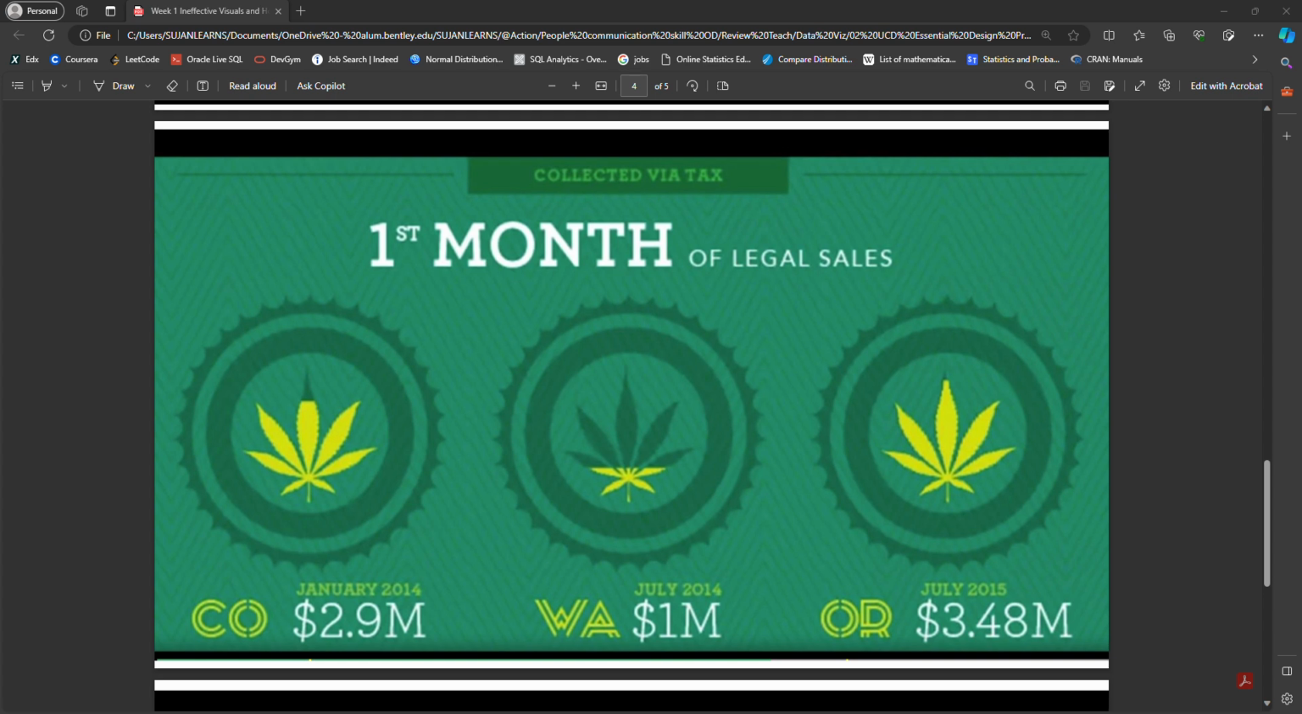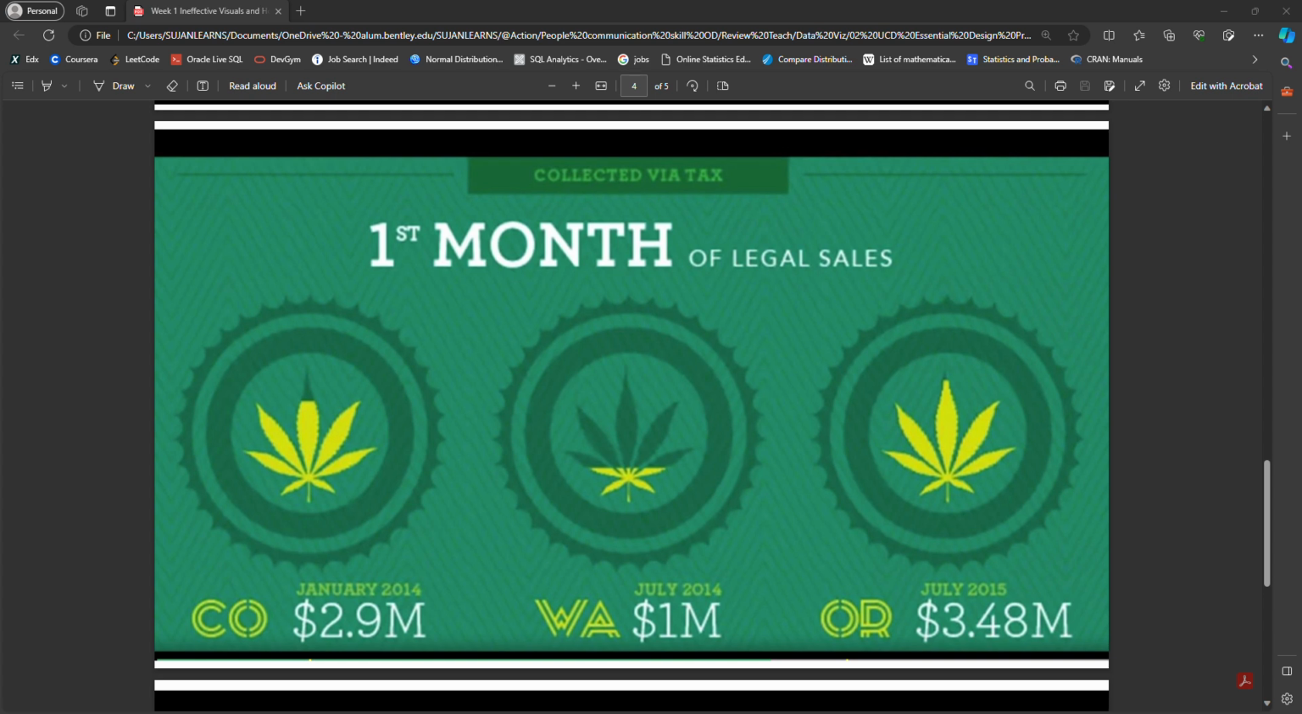Now, I would like you to take a look at this graph and chart and see whether it is an effective visualization or not. Take a moment. What do you think? Is it or not? Now, let me give you my point of view.